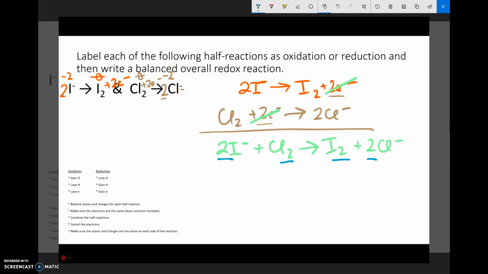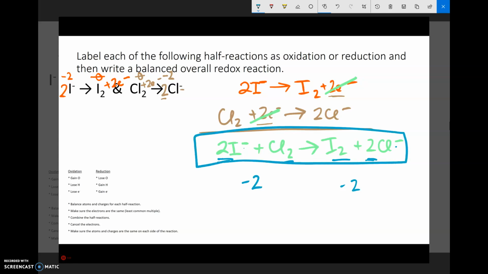Our charge over here is a 2 and a -1, so we have a -2. There's nothing on the chlorine. Over here, nothing on the iodine, a 2 with a -1, so a -2. So this would be our overall balanced redox reaction. If there's anything wrong as far as the number of atoms not matching on both sides or the charges aren't the same, then go back to the first part and redo it again.